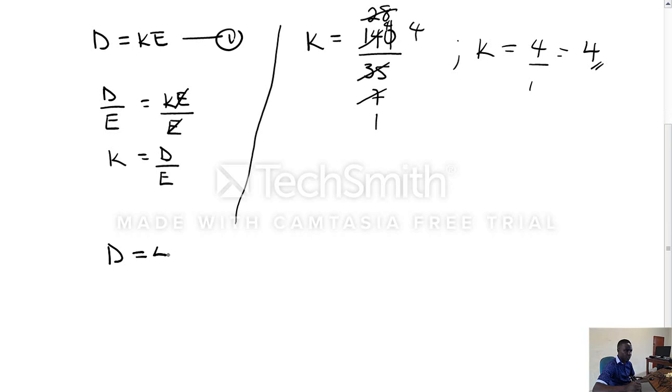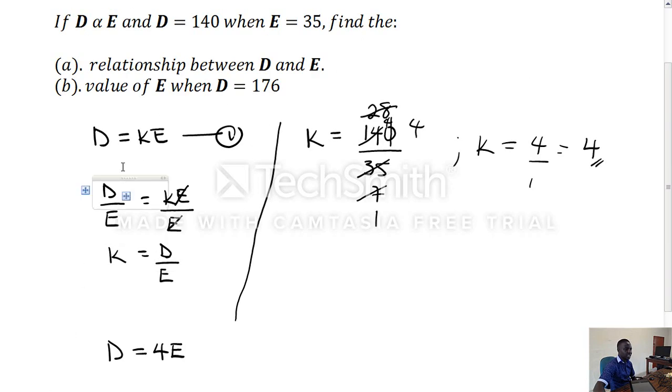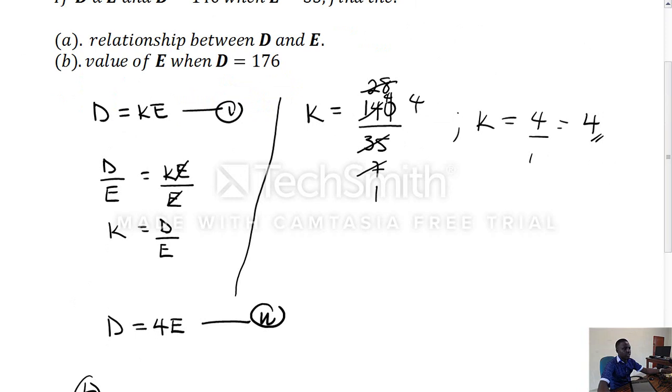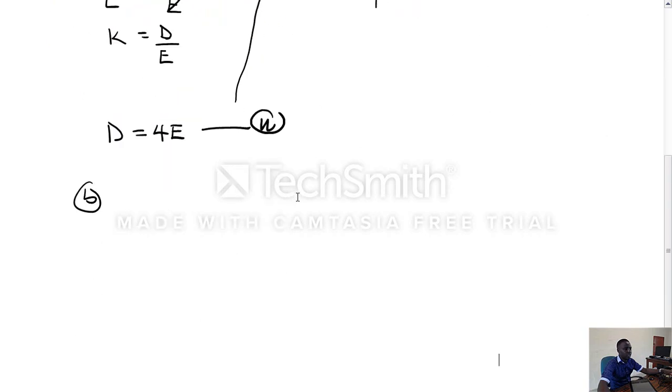We'll therefore resubstitute it back into equation 1, and we'll have the relationship as d is equal to 4e as the relationship between d and e. But we are also told that we should find the value of e when d is equal to 176. Question B says we should find the value of e when d is equal to 176.